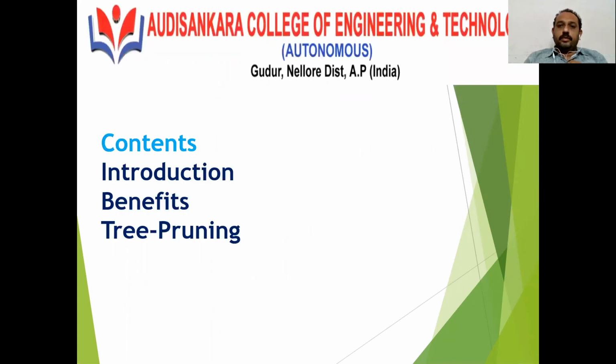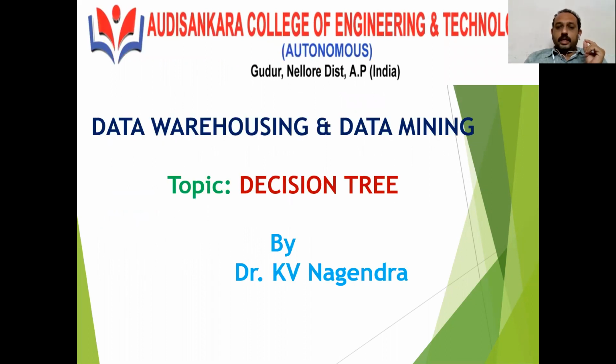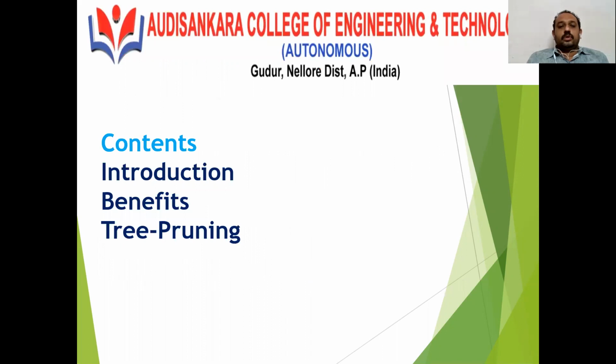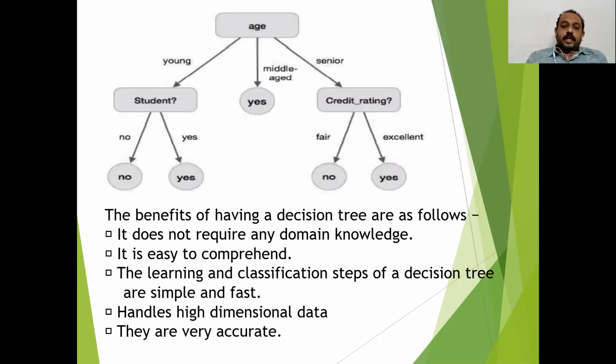Today we discussed the decision tree. Decision tree is also used for classification purposes, using supervised learning. Among its benefits, we do not require any domain knowledge, and it is very easy to comprehend. The learning and classification steps of the tree are very simple and fast, and it handles high dimensional data. They are very accurate. There are so many algorithms, such as ID3 decision tree. Regarding that, we need to perform the decision trees.